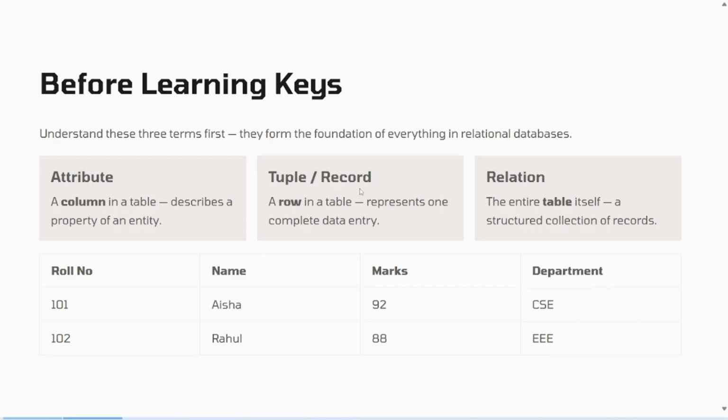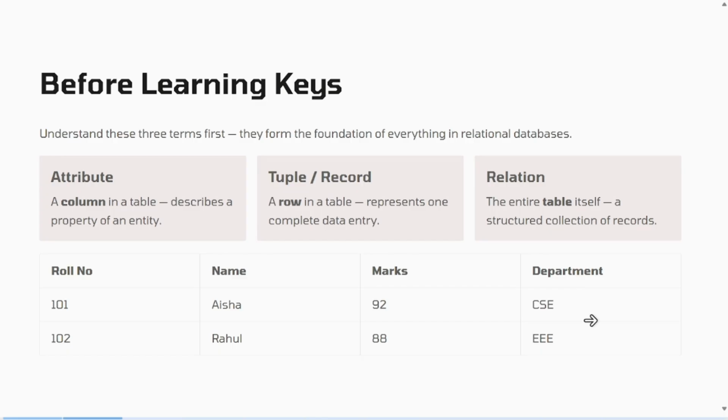Second is tuple or a record. Tuple means a row in a table. For example, this is a row: 101 Aisha 92 CSE. This is a complete row. This complete row is called one tuple or one record. Third is relation. A relation means the entire table. So remember, column is an attribute, row is a tuple, whole table is a relation.